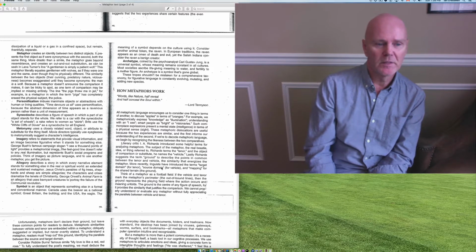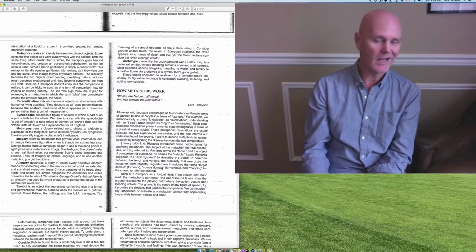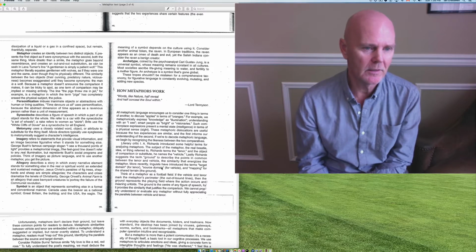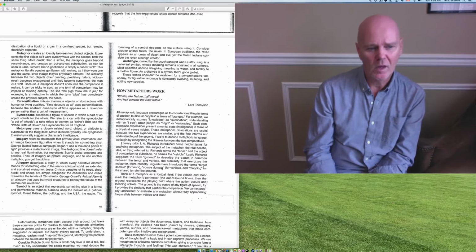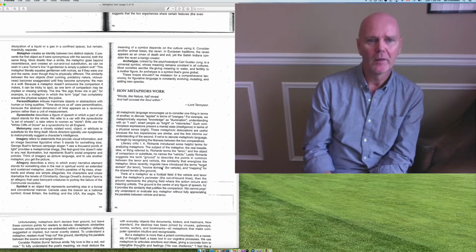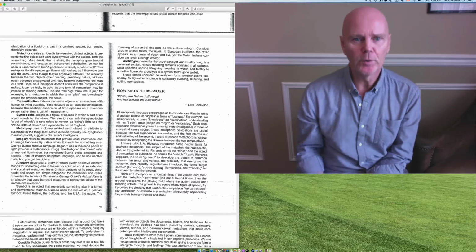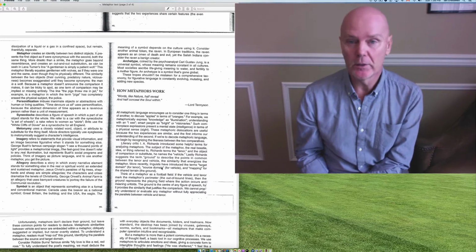Allegory describes a story in which every narrative element stands for something else in the real or spiritual world. It's like an extended or sustained metaphor. Symbol, an object that represents something else in a formal and conventional manner. And then we have the archetype, the Jungian notion of the universal symbol whose meaning remains constant in all cultures.